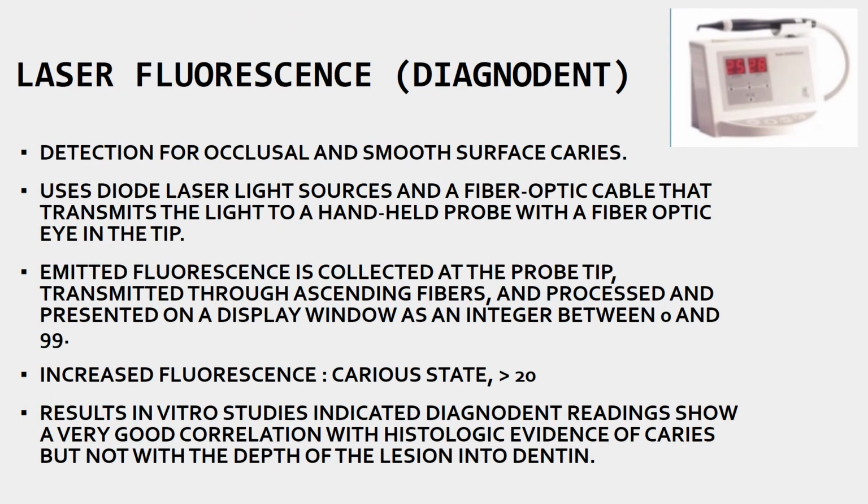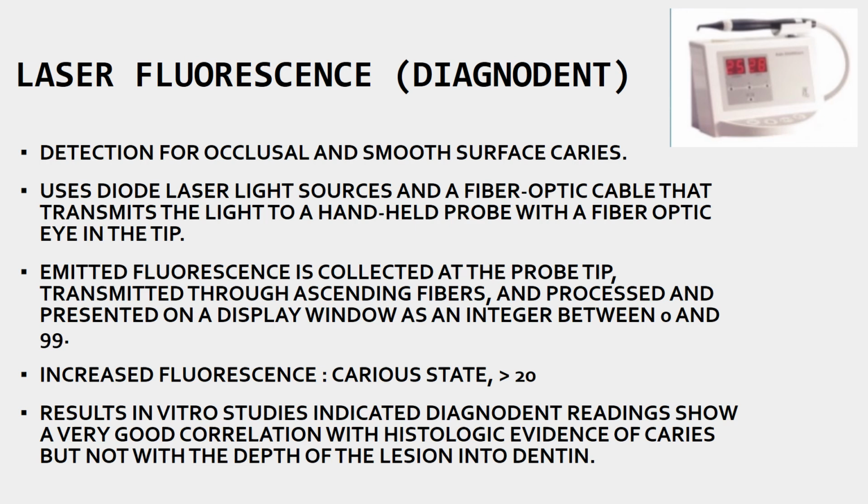Next is laser fluorescence, known as Diagnodent. This is a method of diagnosing, where with the help of laser you are diagnosing caries. This laser fluorescence is used in the detection of occlusal and smooth surface caries. It uses a diode laser light source and a fiber optic cable that transmits the light to a hand held probe with a fiber optic eye in the tip. So this is delivered through a fiber optic system.